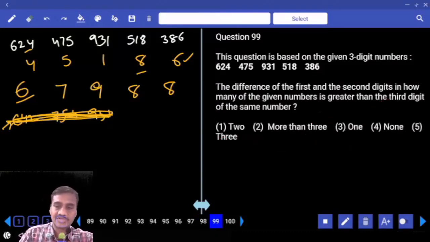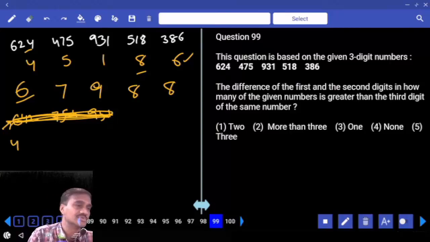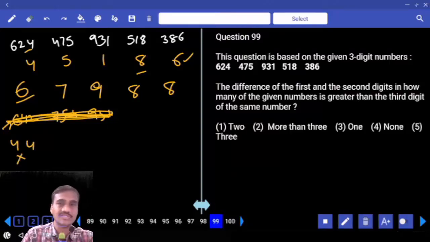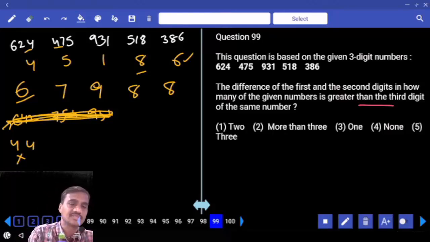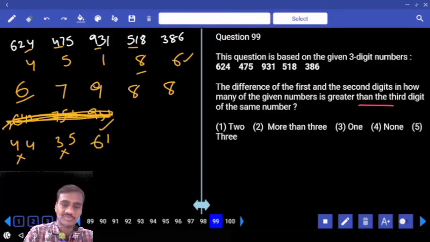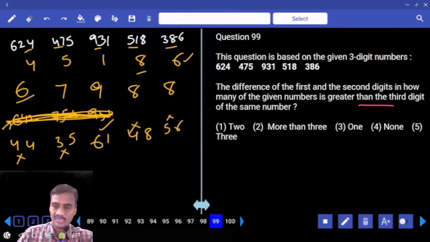99. The difference of the first and the second digits in how many of the given numbers is greater than the third digit of the number అన్నాడు. Okay? Difference of the first and the second digits. Now difference between first and second is how much? 4. Now equals to 4, it is not greater than the third. Third digit కన్నా ఎక్కువ ఉందా? లేదు. Then in this one, difference between 4 and 7, 3. And this is 5. 3 is not greater than 5. Now difference is 6, it is greater than 1. సరిపోయిందా లేదా? Now here the difference is how much? 4, and this is 8, it is not greater than. Now it is 5, it is 6, it is not greater than. And there is only one such number, that is choice 3, question number 99.